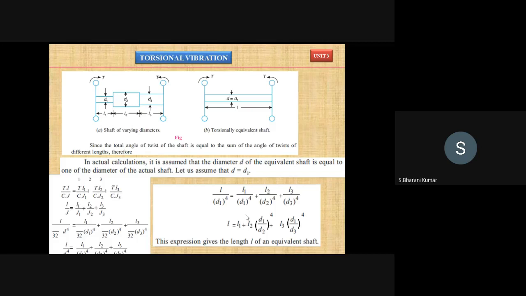So make a note of this formula. This is a very, very important formula for converting a stepped shaft into a torsionally equivalent shaft. Make a note of this formula, this line that I am highlighting here.